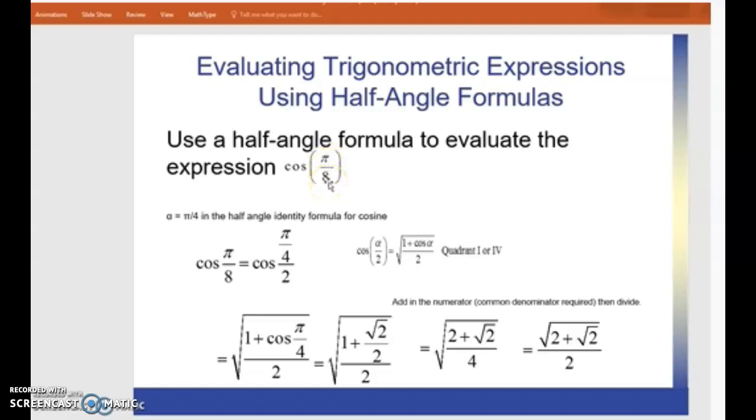So for pi by 8, it is pi by 4 divided by 2 that equals pi by 8. So the alpha value, the numerator value, is pi by 4. And that is the value we have to plug in on the right-hand side. So we have the square root of 1 plus the cosine of pi by 4 over 2 after that substitution. Of course, the cosine of pi by 4 is the square root of 2 over 2. Getting a common denominator and adding in the numerator. After doing so, performing the division.